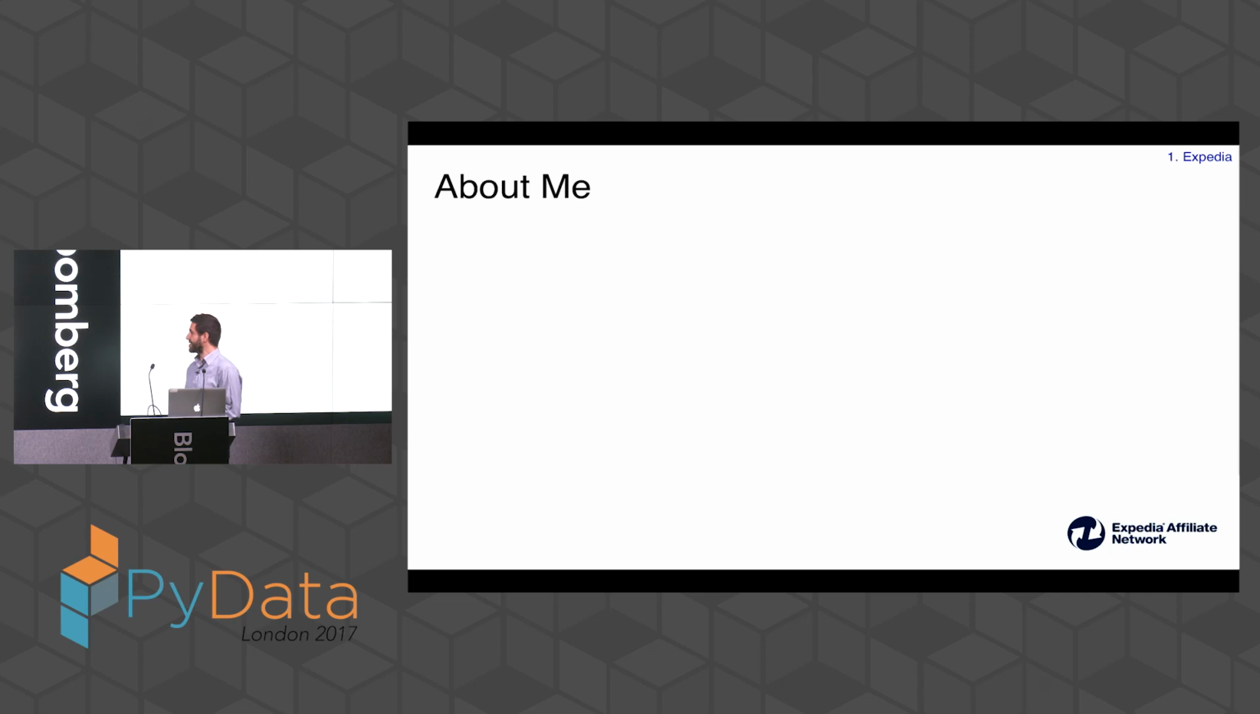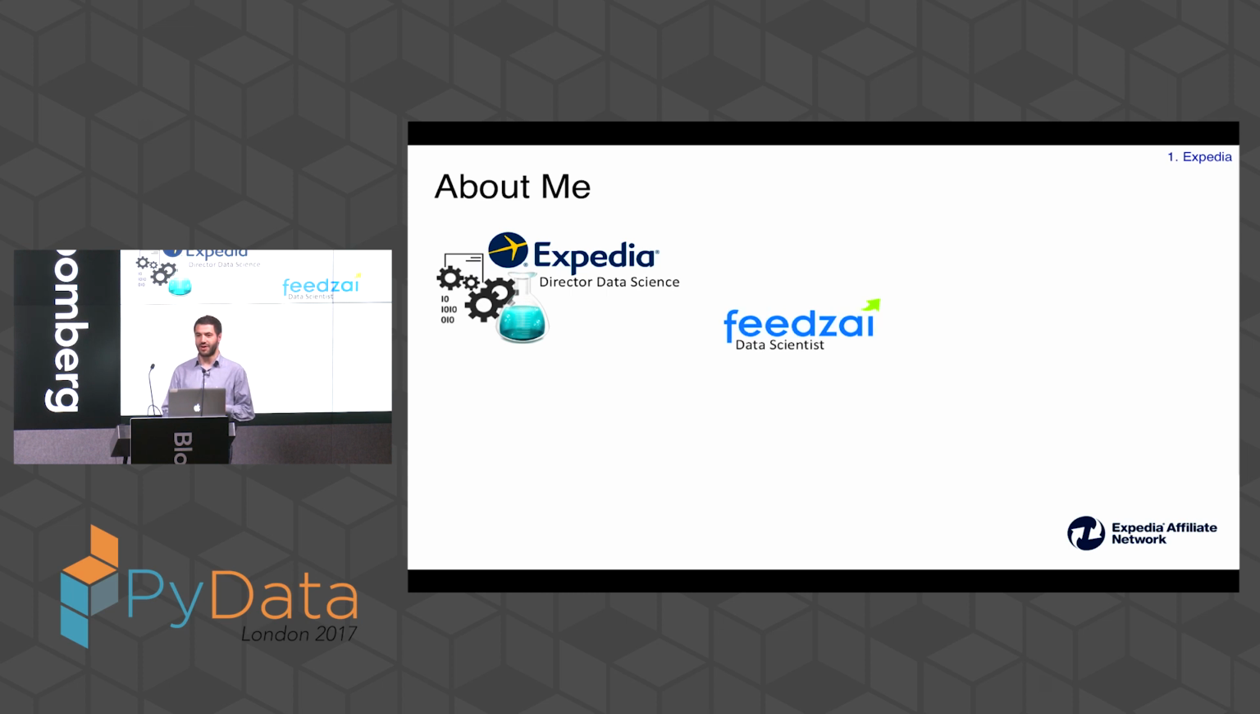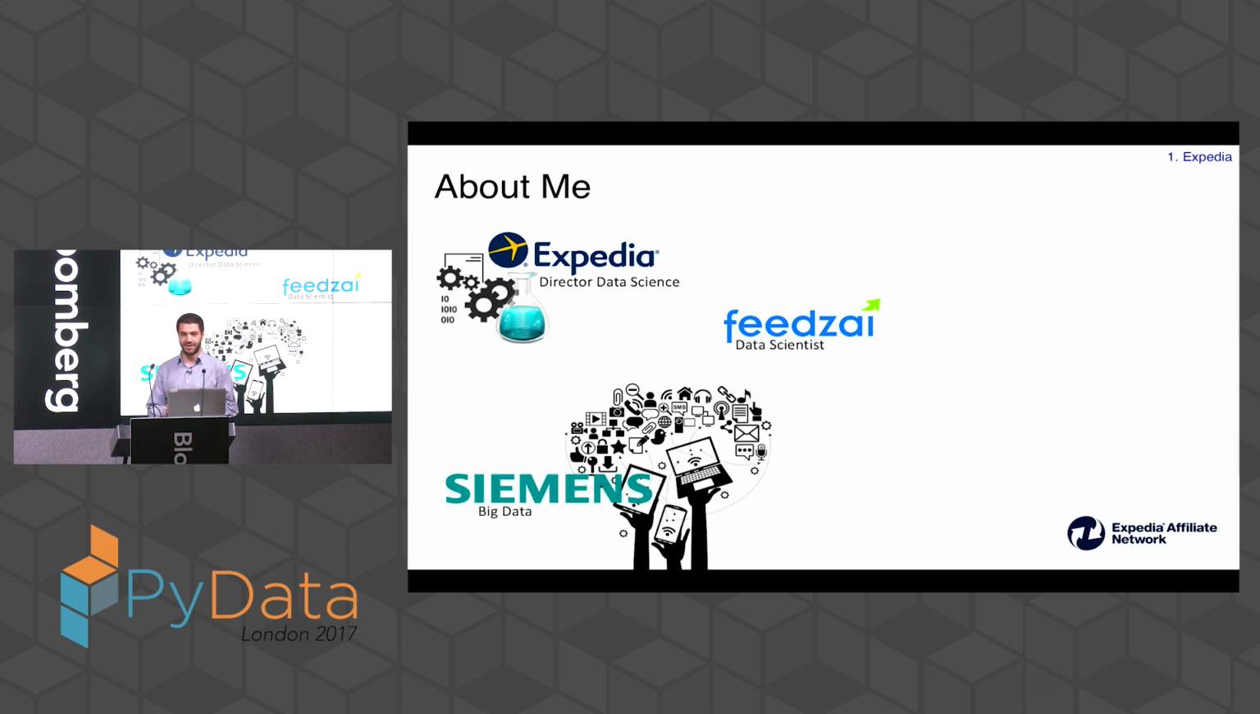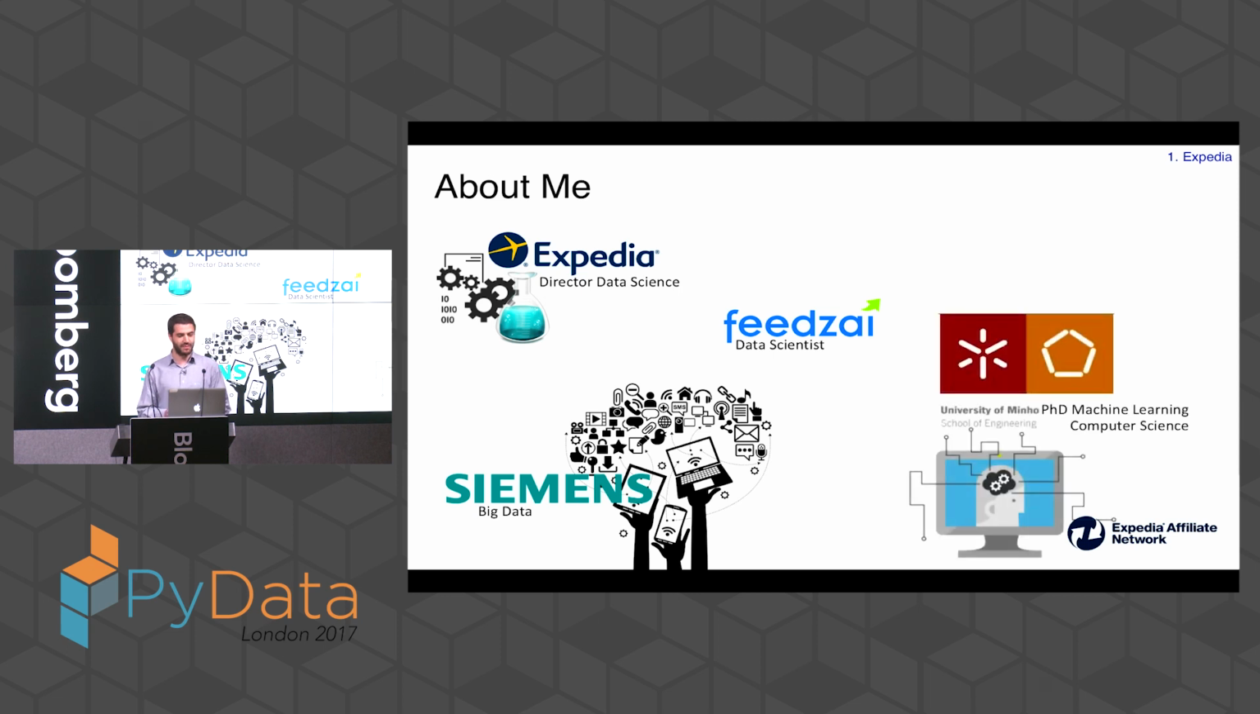A little bit about me. I worked for Expedia for 3 years, ran a data science team there. And before that, I worked in credit card fraud detection, also using machine learning. And before that, I did an internship in big data at Siemens. I also did a PhD in machine learning and computer science. And I actually started out as a software developer, as many of you probably.